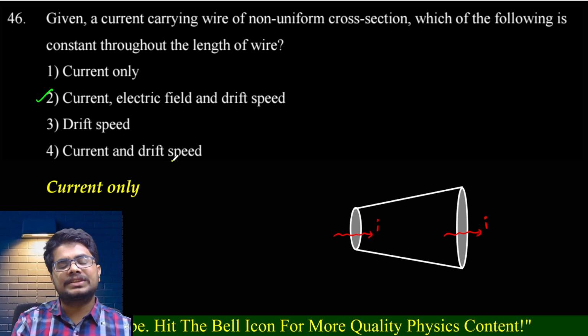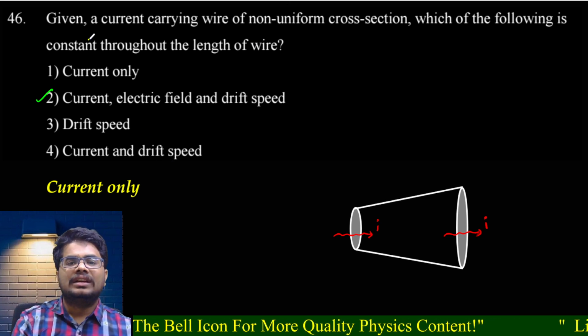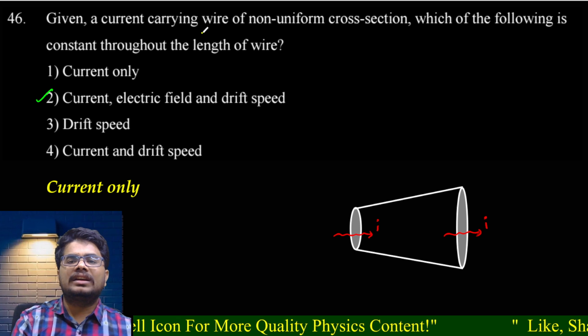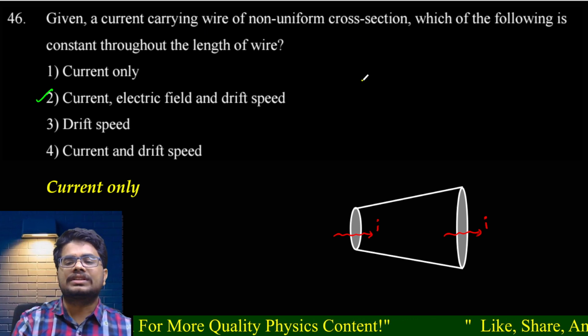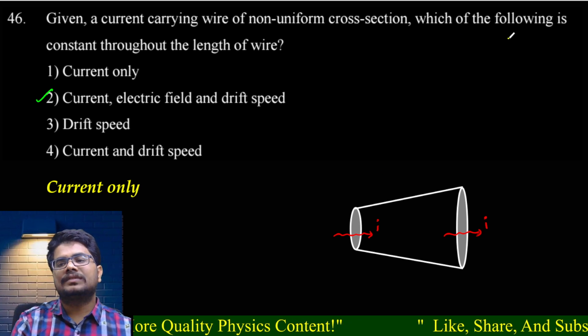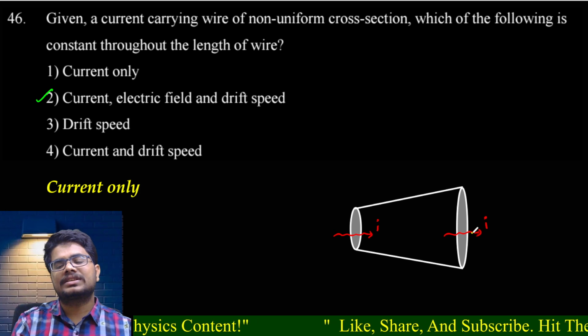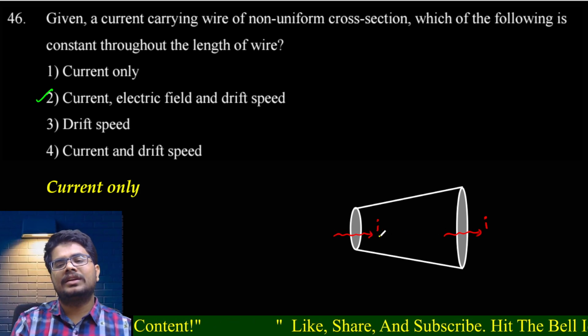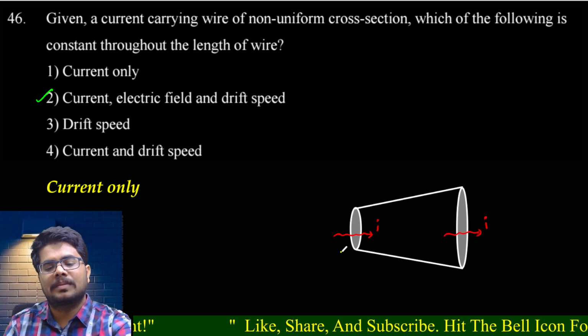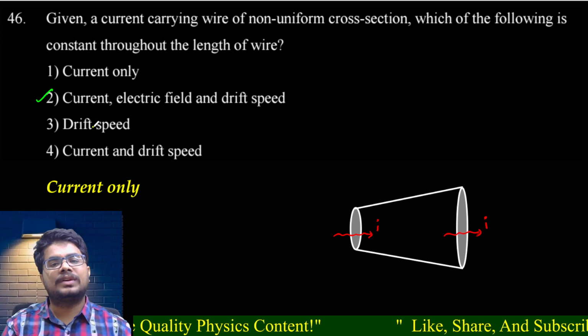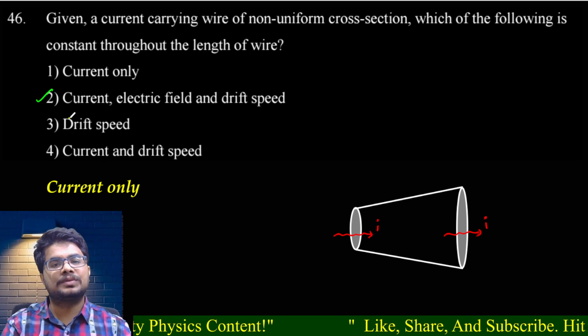If we go to the 46th question, this is also an easy level question only. Given a current carrying wire of non-uniform cross section, like this example I have taken, which of the following is constant through the length of the wire? Current does not depend on the area of cross section, na? Yes or no? Whatever current passes here, the same current passes everywhere. So if you observe, what is the same? Current only is the same. So which option is correct?